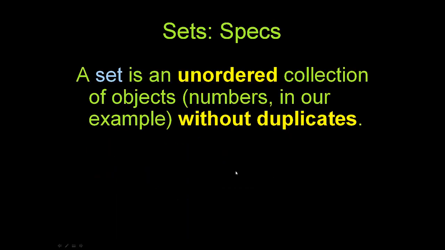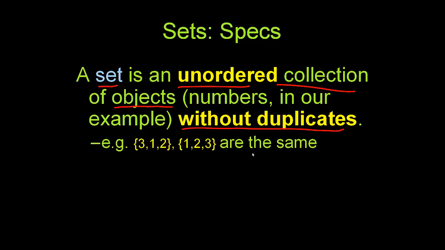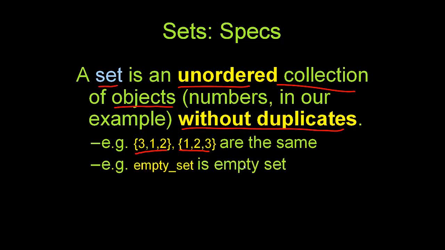Now, another example specification. A set is an unordered collection of objects. This is different from a list because the list is ordered, and a set does not have duplicates. A list can have duplicates. So for example, {3, 1, 2} and {1, 2, 3} are both sets. That is in fact the same set. The empty set is the empty set. And {3, 3, 1, 2} is not a valid set.